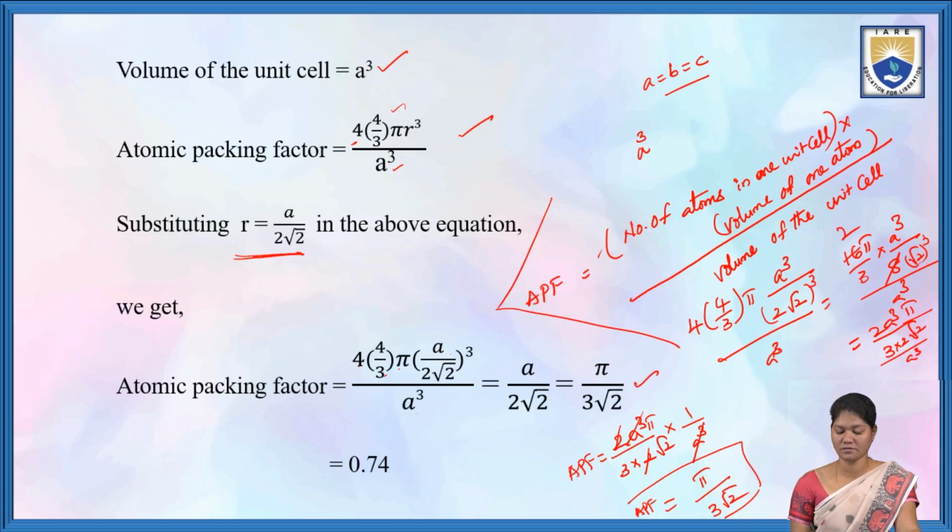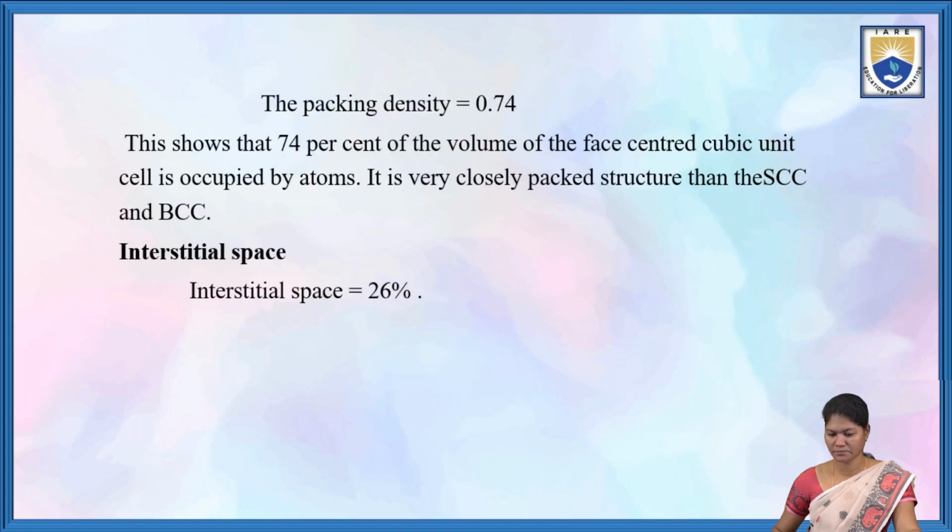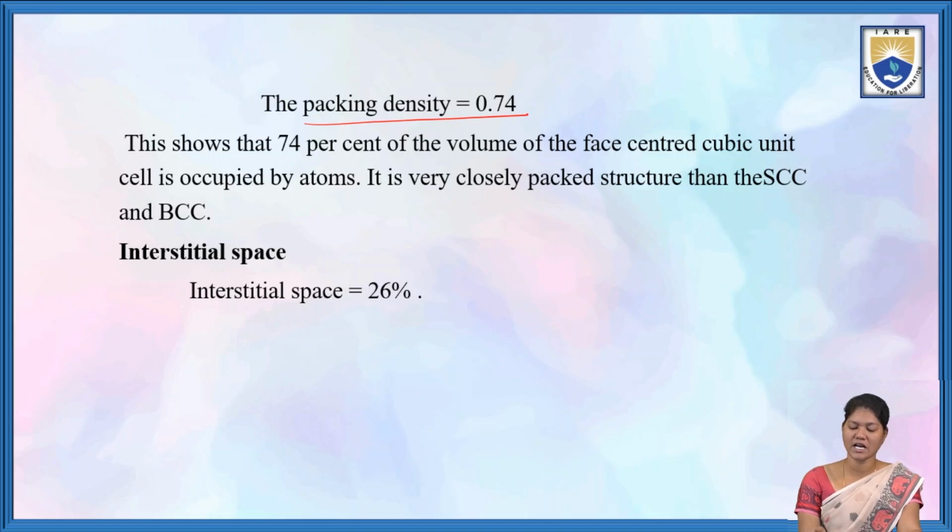Atomic packing factor is equal to pi by 3 root 2. If we simplify this, you will get 0.74. So the packing density is 0.74. This shows that 74% of the face-centered cubic unit cell is occupied by atoms.